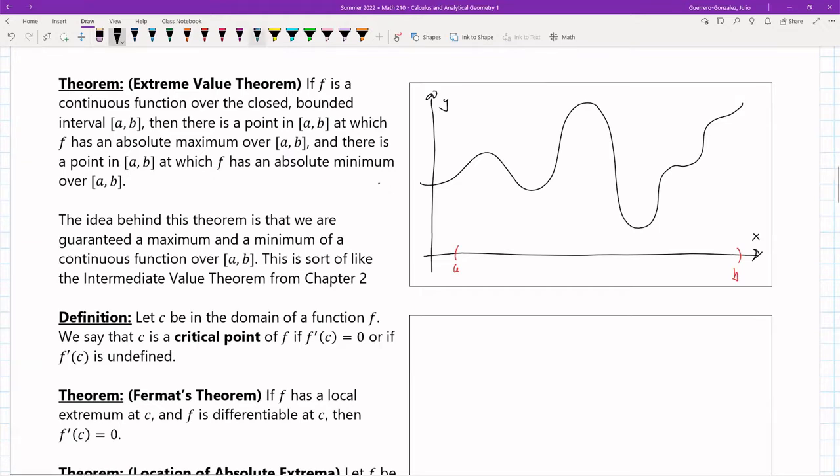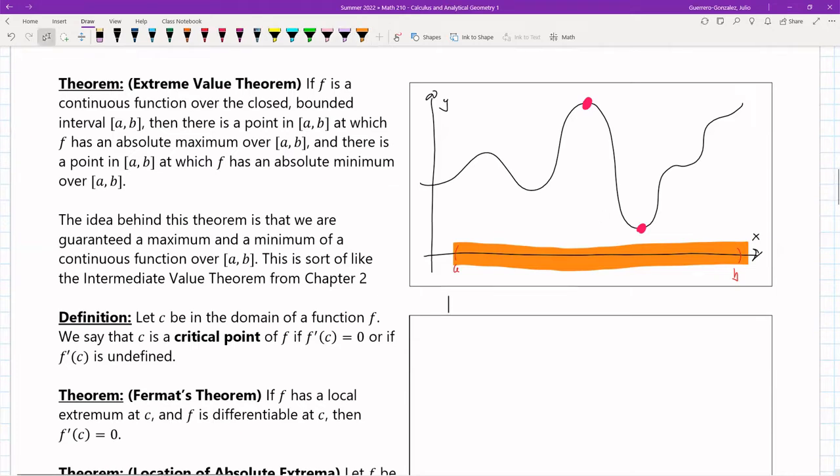According to the theorem, there exists at least one point where it attains its absolute maximum, and there must exist a point where it attains its absolute minimum. So what this theorem does is it guarantees us these two values. Somewhere over [a, b], over this interval right here, you're going to have your absolute maximum and your absolute minimum.